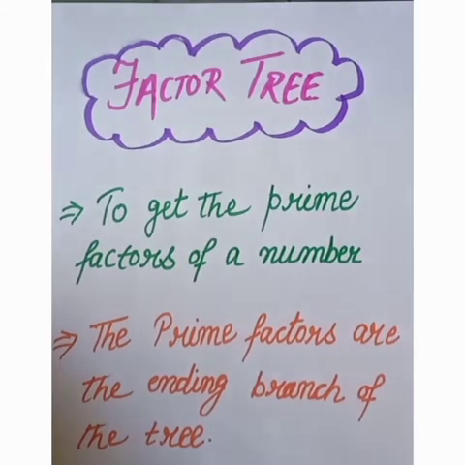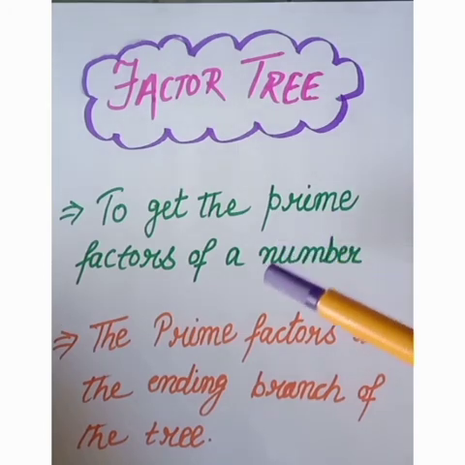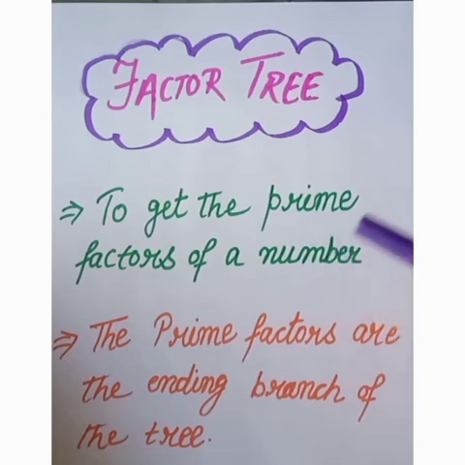Now we have done the factor tree method, but why are we using it? We are using the prime factor tree method to get the prime factors of a number. And one more thing, the prime factors are the ending branches of the factor tree. As soon as you get a prime factor at the end, there you will stop. Further you cannot divide or split that number, because the prime number is the ending branch of your factor tree.